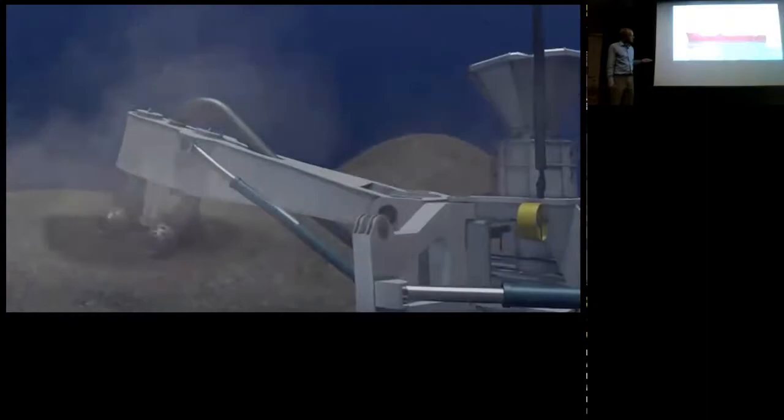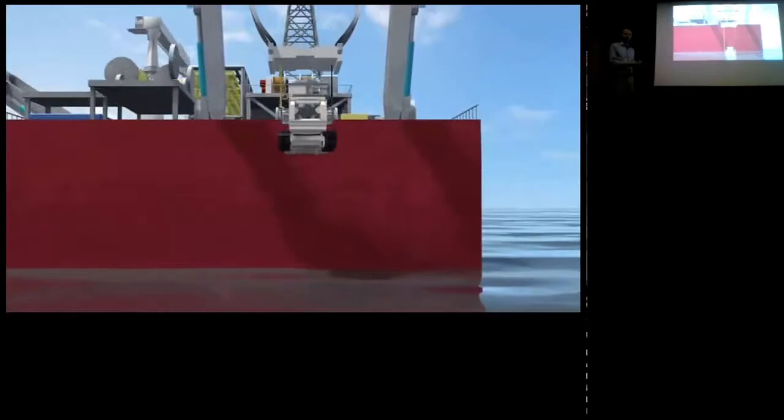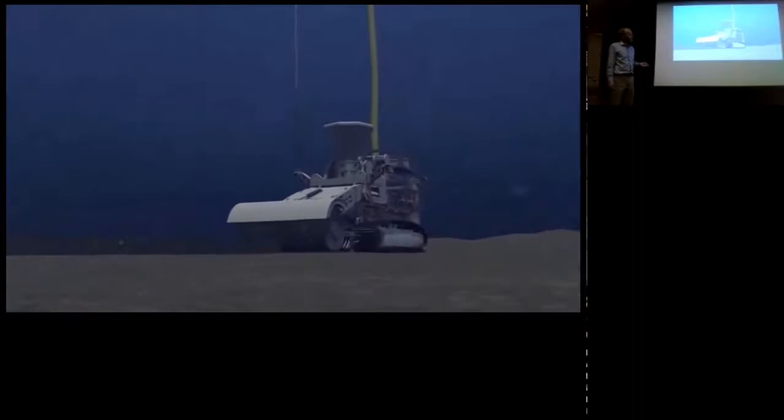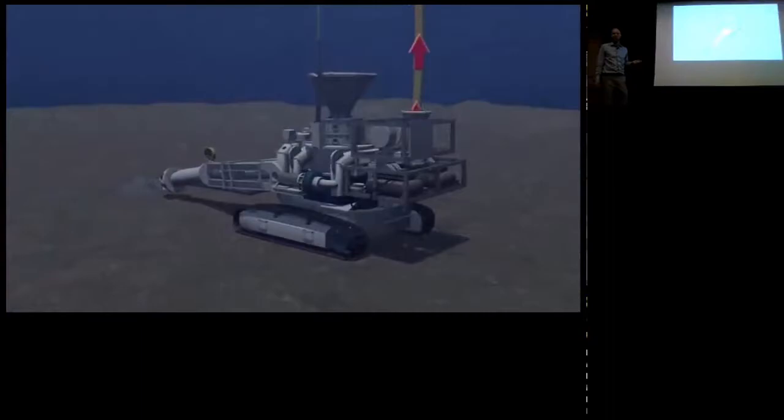You then have to grind the rock into smaller and smaller pieces. This is the instrument that would do that. And then ultimately, you have to suck this material back up to the ship. And to do that, they use what is called a riser system. It's simply pumps and pipes. And you form a slurry, a mixture of the ore material, the broken up rock, and water, and you pump it back to the ship.